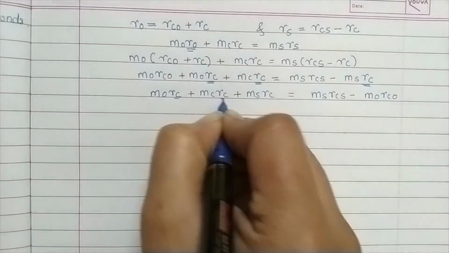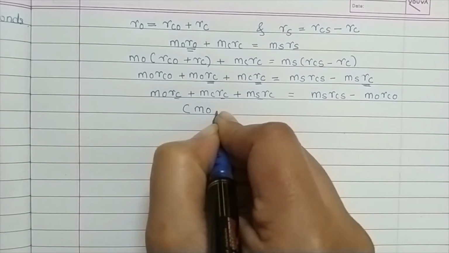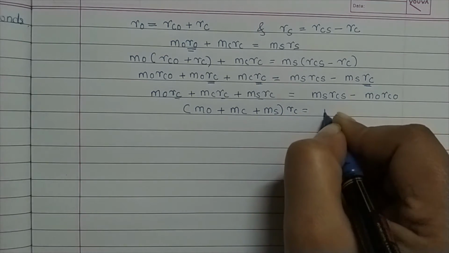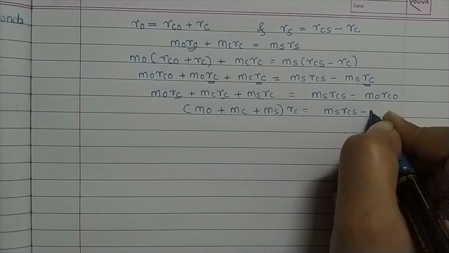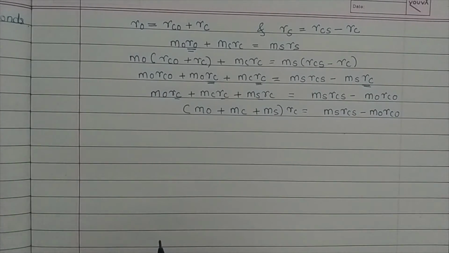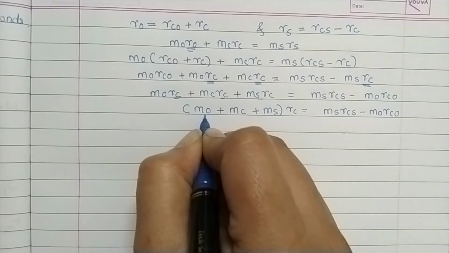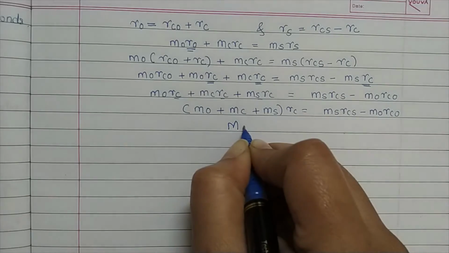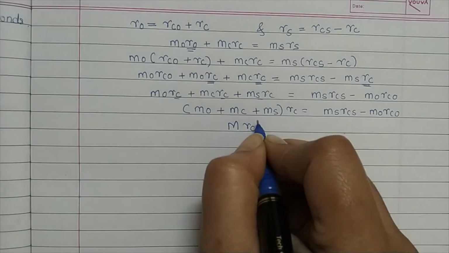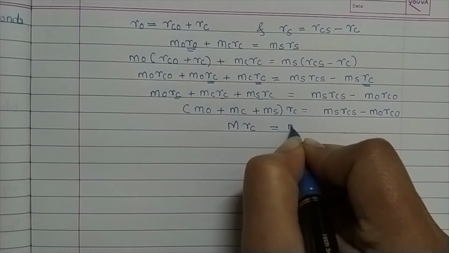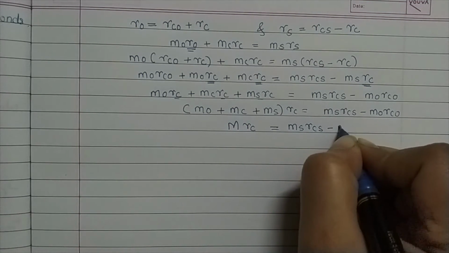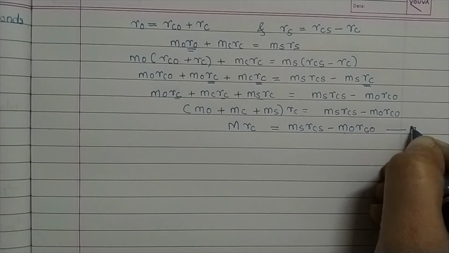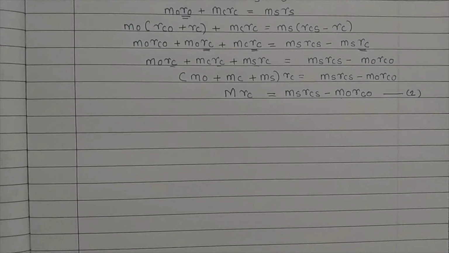Now, taking RC common, what remains? MO plus MC plus MS into RC is equal to MS RCS minus MO RCO. So MO plus MC plus MS is equal to the capital M, into RC is equal to MS RCS minus MO RCO. This is equation 2. Is it okay?